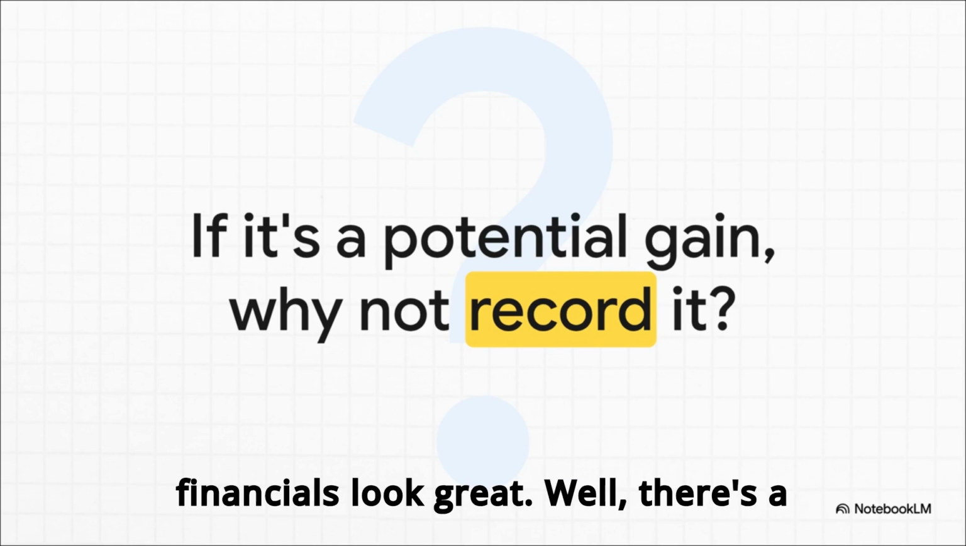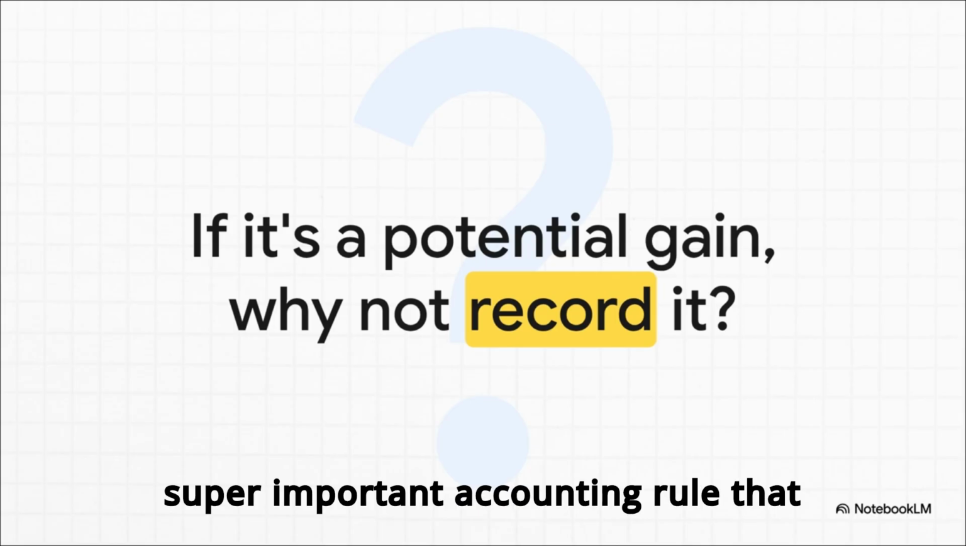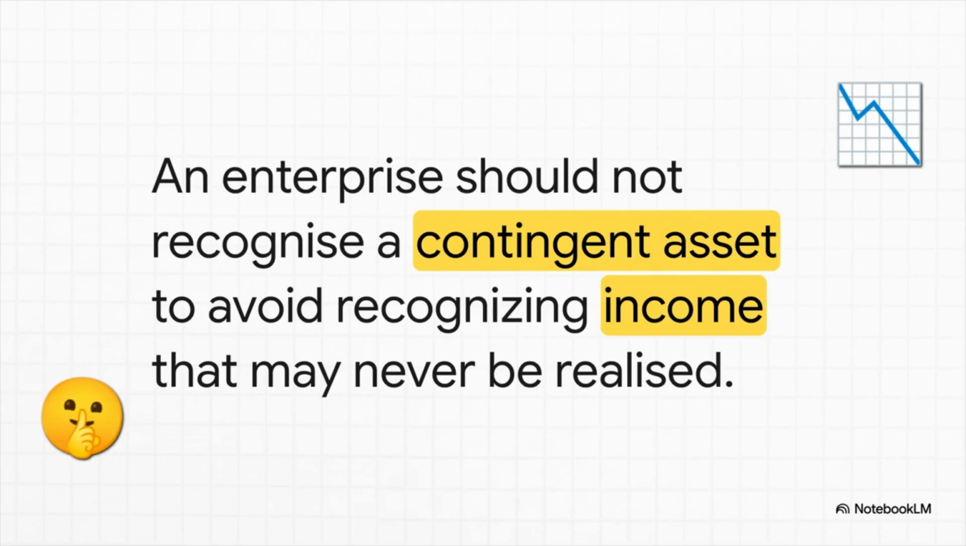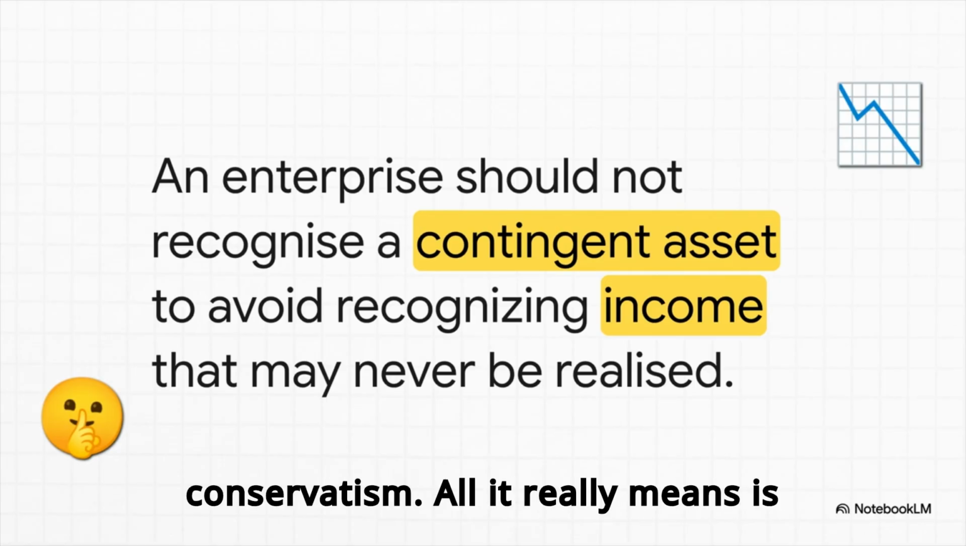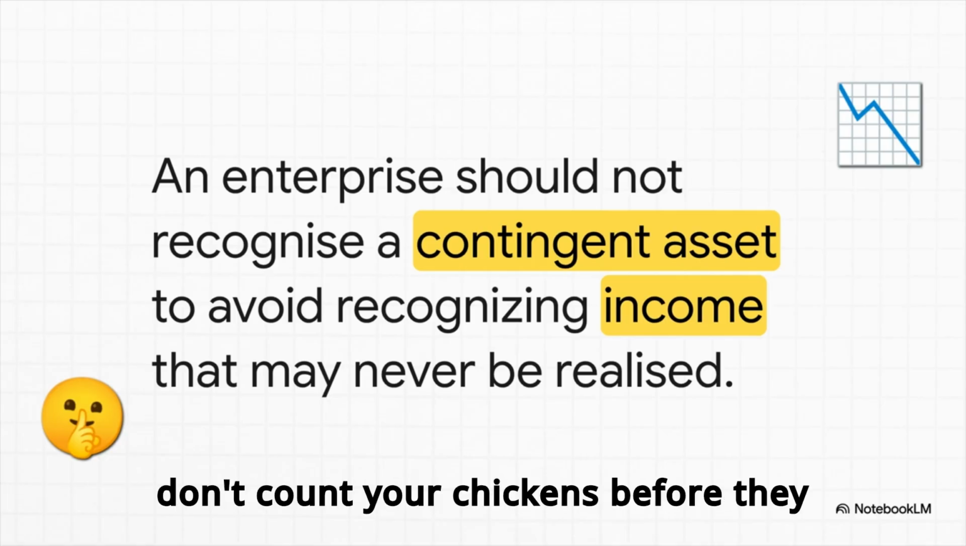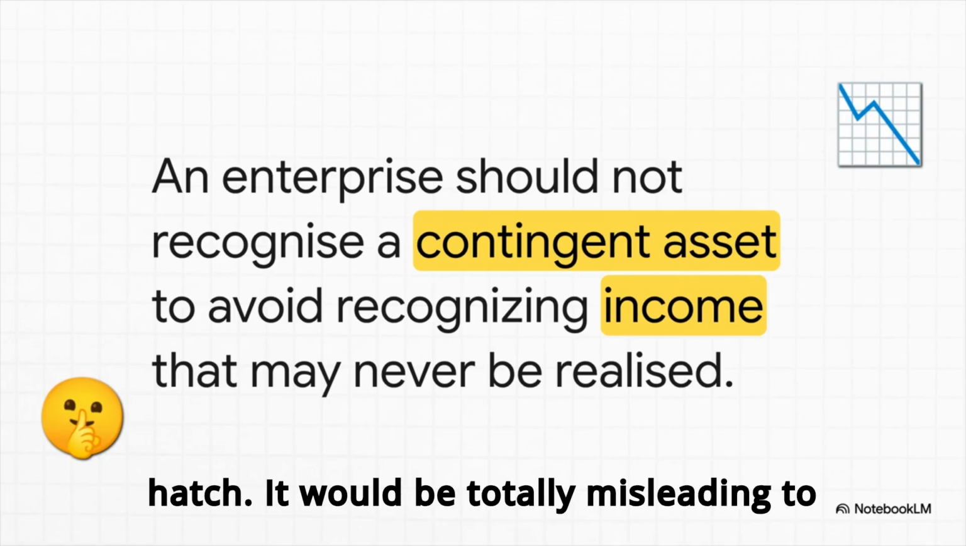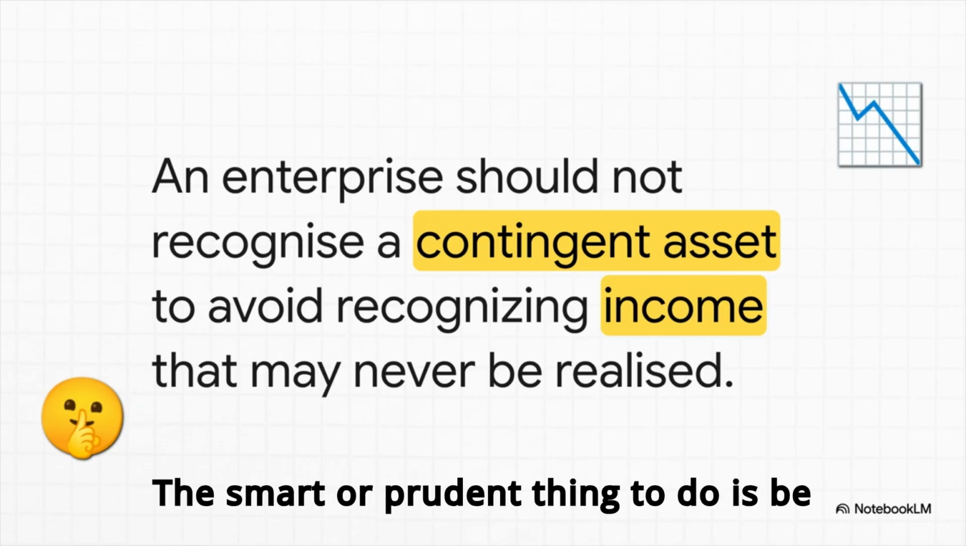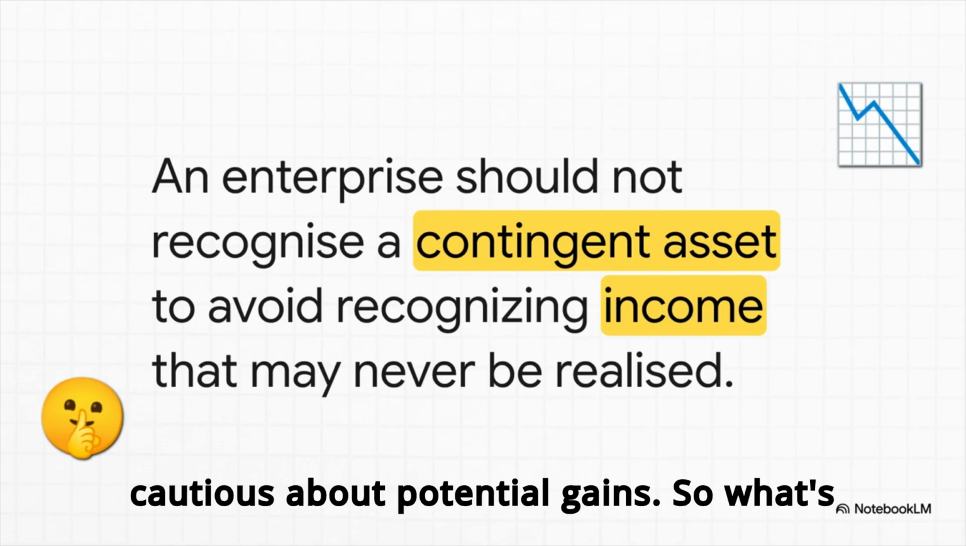Well, there's a super important accounting rule that basically screams, hold your horses. And that rule is the principle of prudence. You might also hear it called conservatism. All it really means is don't count your chickens before they hatch. It would be totally misleading to record income that might never show up. So the smart or prudent thing to do is be cautious about potential gains.